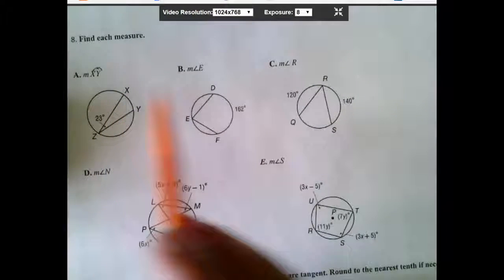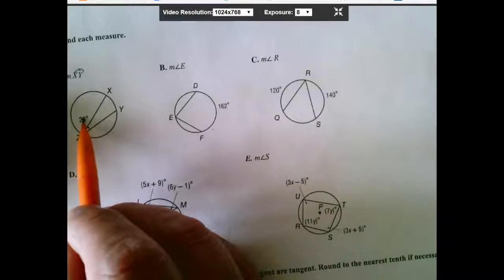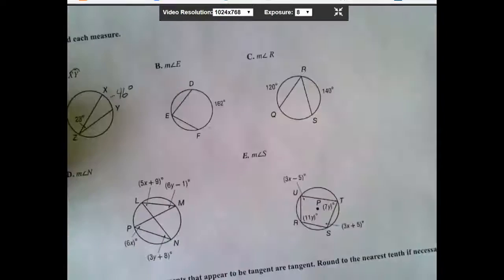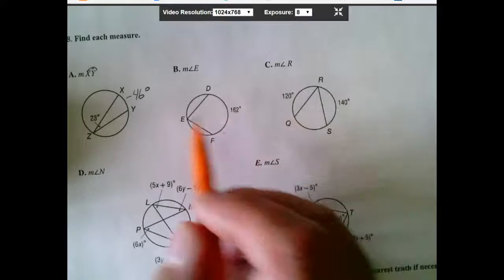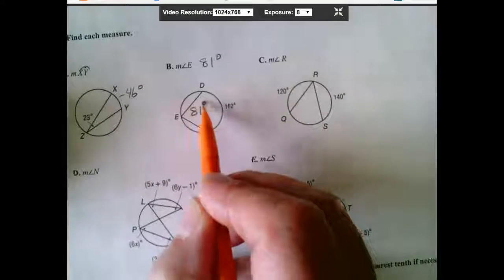And the general rule to think about when you have these is whatever the angle is, the arc is twice as much. Or if you have the arc, cut it in half, that'll tell you the angle. So here we have 23, we times it by 2, this will be 46 degrees. This one, 162, you divide it by 2, should be 81 degrees, 81 right there.